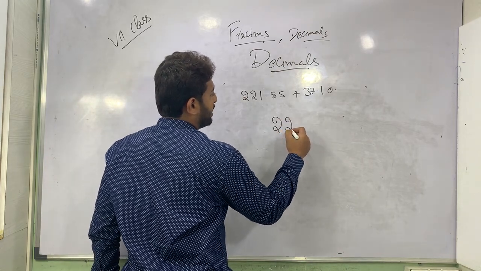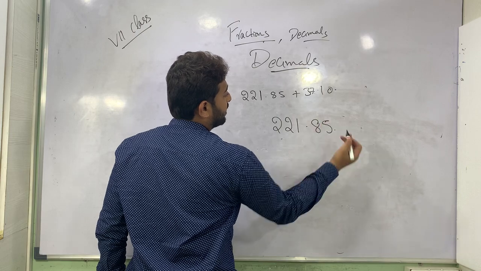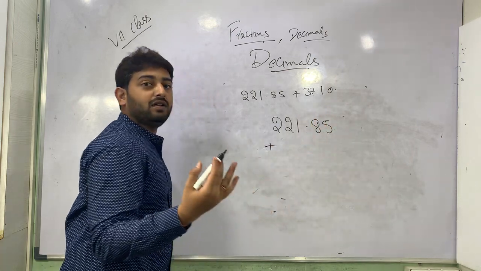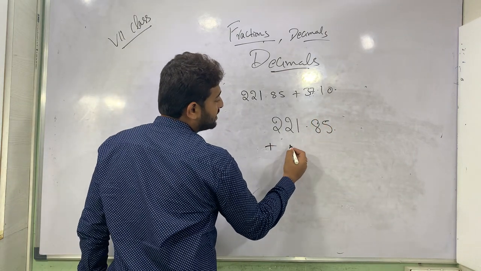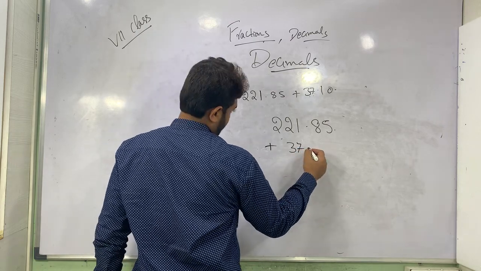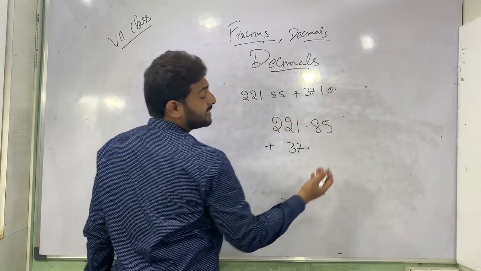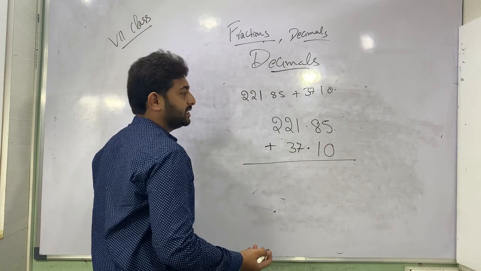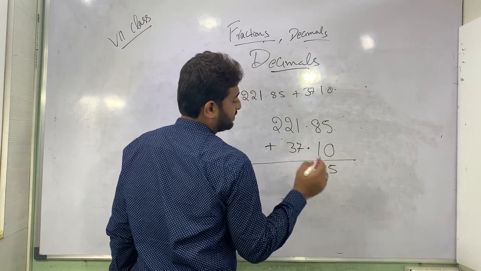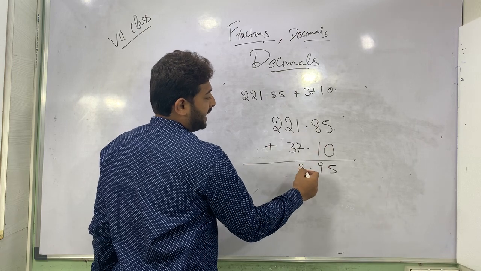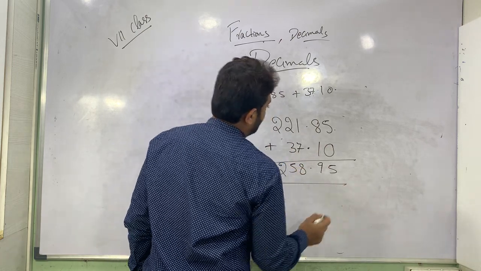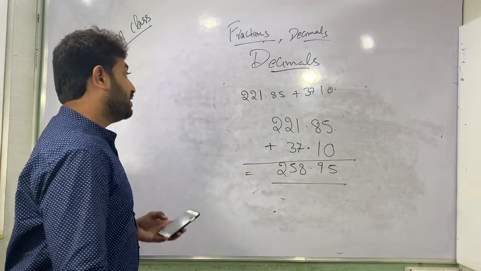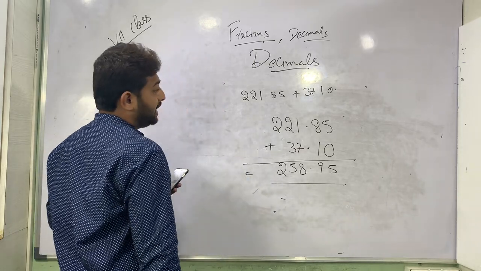So the bigger number is taken first, 221.85. Now plus, how many digits does it have? 2 digits before the decimal point. So you just need to consider 2 digits, with the point in the same place. How many digits on the right side? 1 0. Now add. Simple addition. So 221.85 plus 37.10 equals 258.95. So that is the addition part.